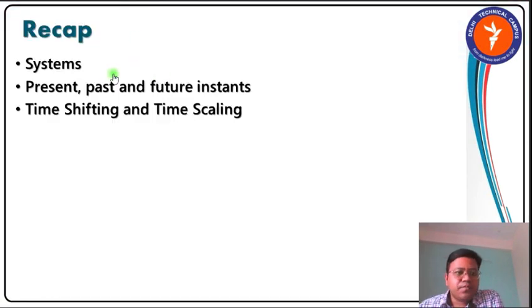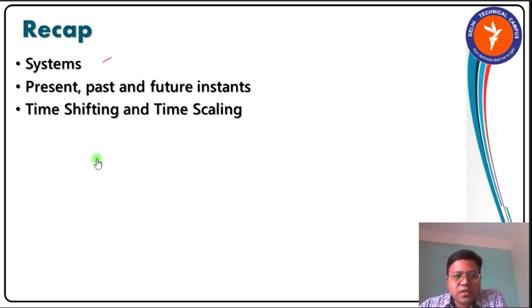So in the last lecture we discussed systems. What are systems? Then, to discuss the classification of systems, we discussed the present, past and reference instants, and then we discussed the time shifting and time scaling properties of the system. Let us once again have a recap. What is a system all about?